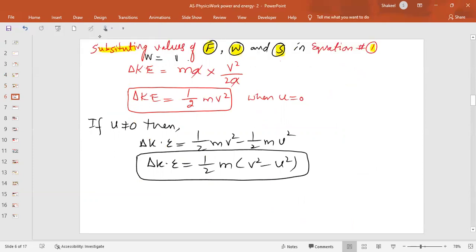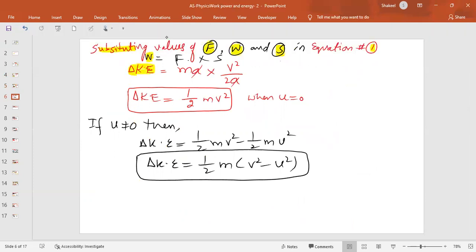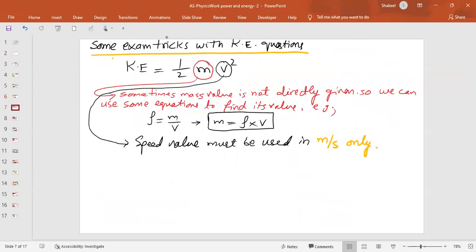work done equals force into distance. So as you know, we have figured out that the work done is equivalent to change in kinetic energy, the force equals ma, and the displacement from the third equation equals v square over 2a. So you insert them, a cancels away, so the change in kinetic energy is half mv square since u is 0. Well, if u is not 0, obviously you will stay over there. So it will be half mv square minus half mu square. So that's the derivation.